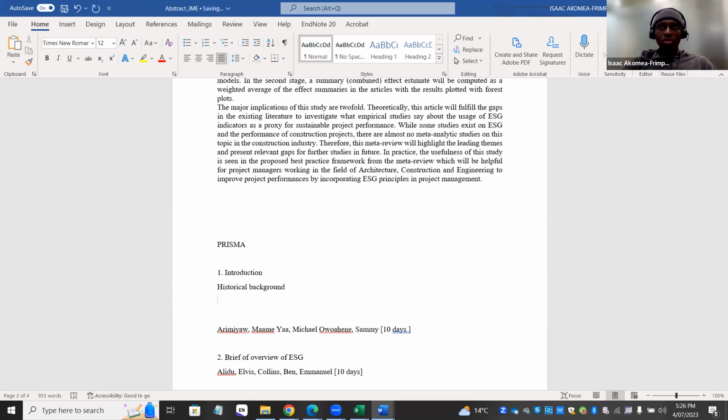Then you also have to go ahead and give us the problem. What is the specific problem? Is it the disclosure that people have not done in the construction industry? Or is it the implementation of ESG in procurement, or ESG in the construction phase, or ESG in the post-construction stage? So give us where ESG has not been used. In other words, the problem statement.